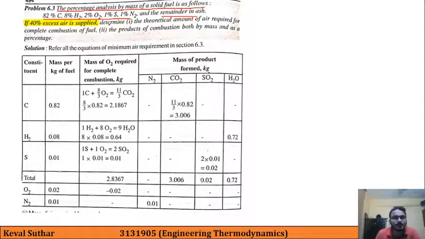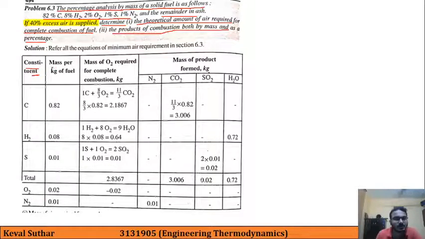So we need to determine the theoretical amount of air required for complete combustion of the fuel, and the products of combustion both by mass and as a percentage. We need to refer to this table. Here all constituents are written, that is carbon, hydrogen and sulfur, which take part in combustion to form some combustion products, and the rest are O2 and N2, that is oxygen and nitrogen.